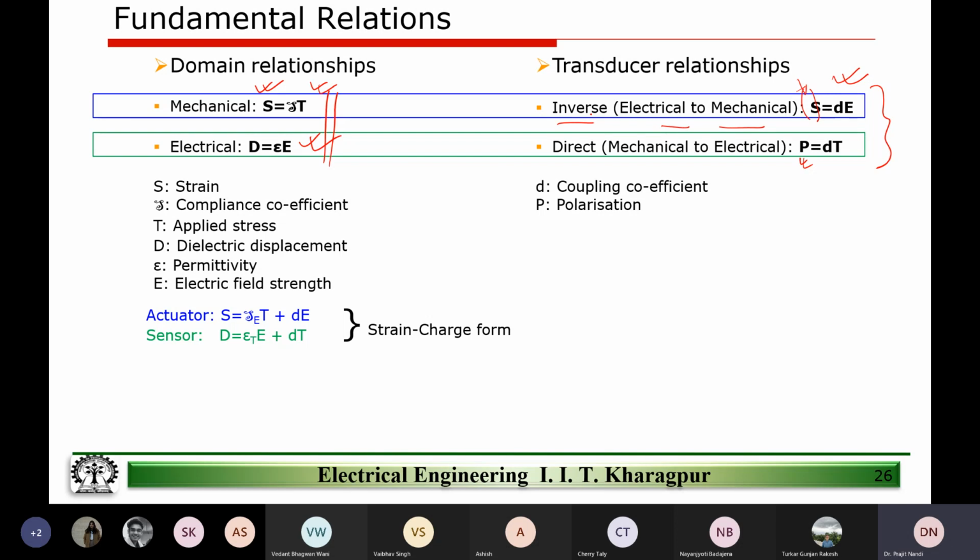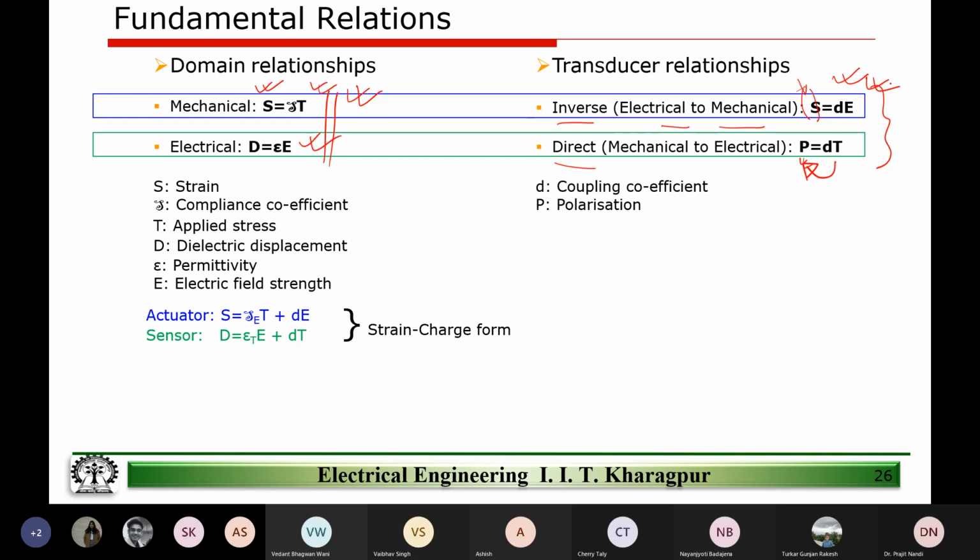I mean, we call it inverse just historically because this was the one that was found out later, and the direct effect was what was discovered first, right? And there also, why this is direct, because P is in the electrical domain and T is in the mechanical domain. So we are going from the mechanical domain to the electrical domain, and that's the reason we call it direct.